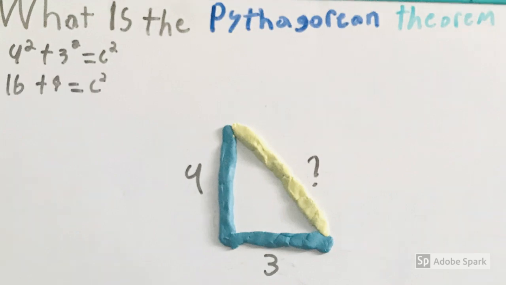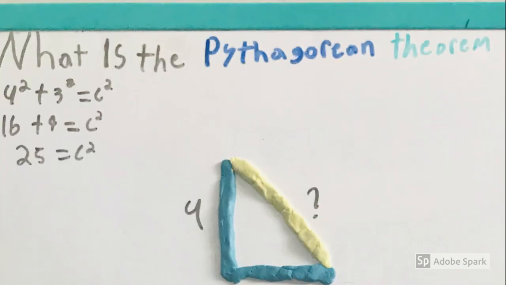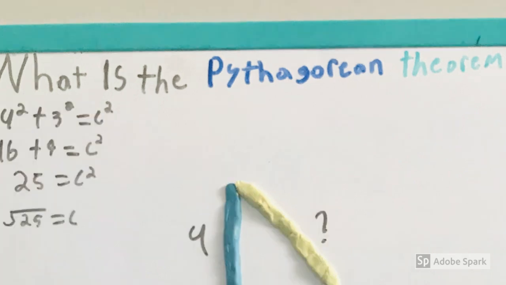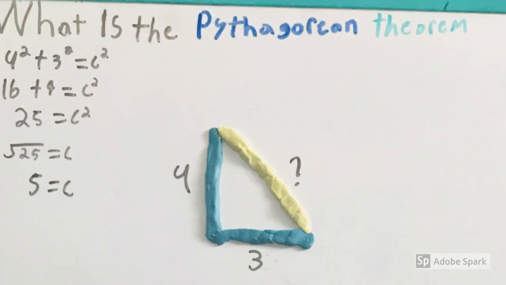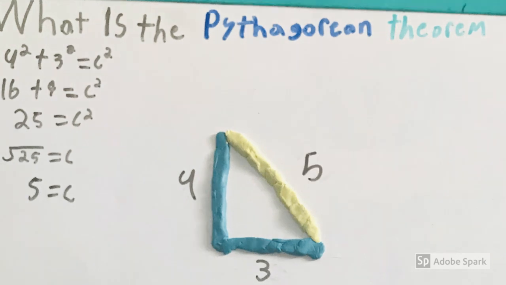4 squared equals 16 and 3 squared equals 9. So you must add them together, and that would equal 25. Now you must isolate c. So you move the square into the other side, and that will transform it into a square root. The square root of 25 is equal to 5. So this means the hypotenuse must be 5.